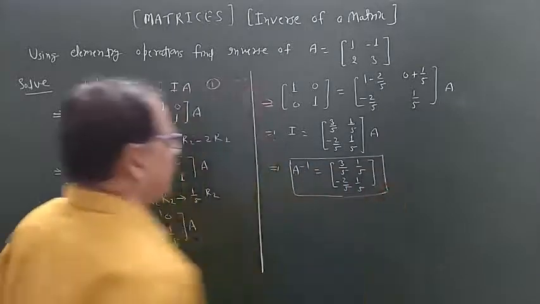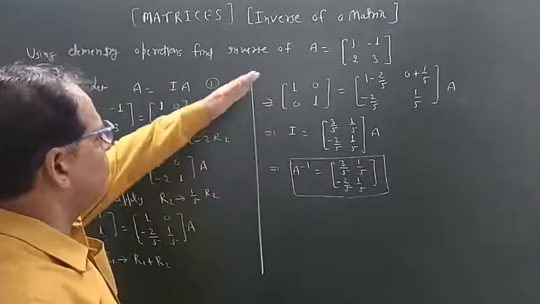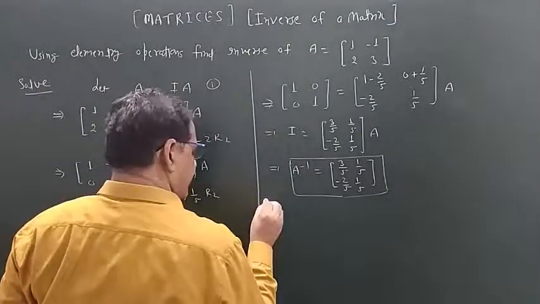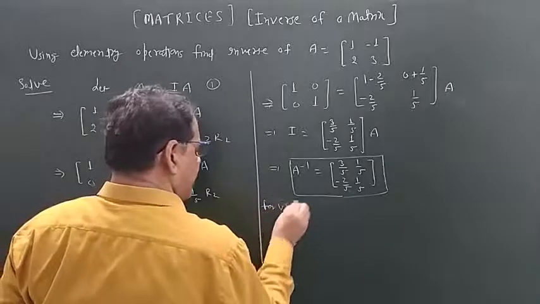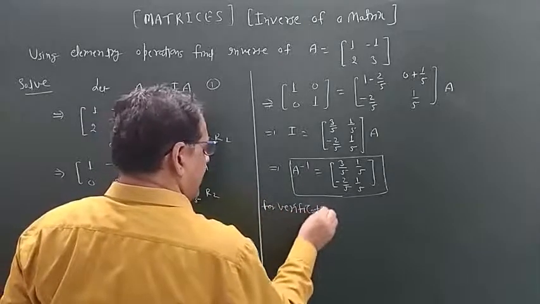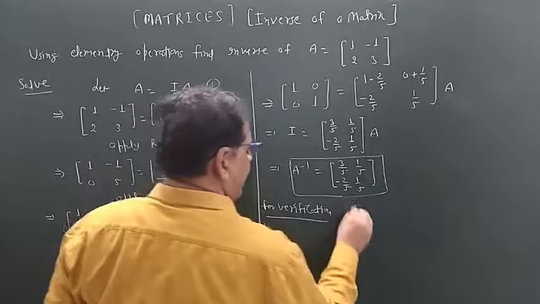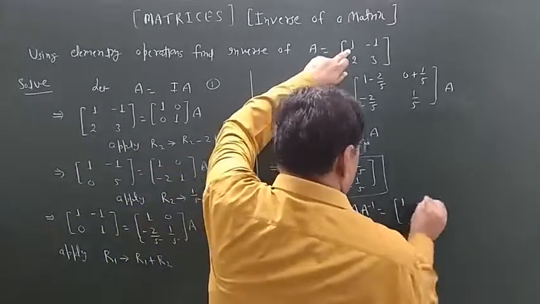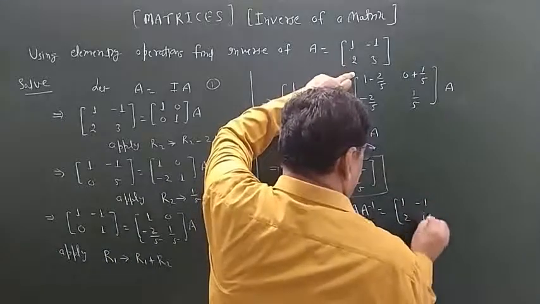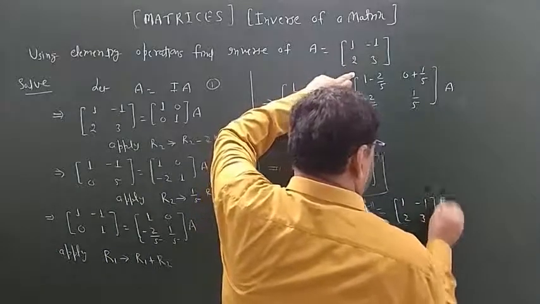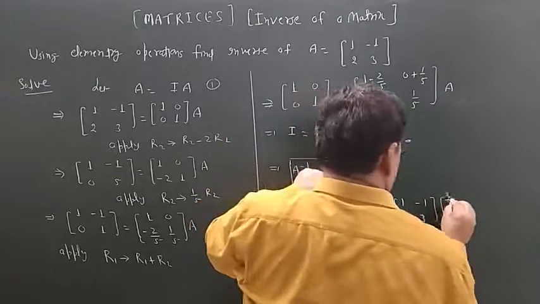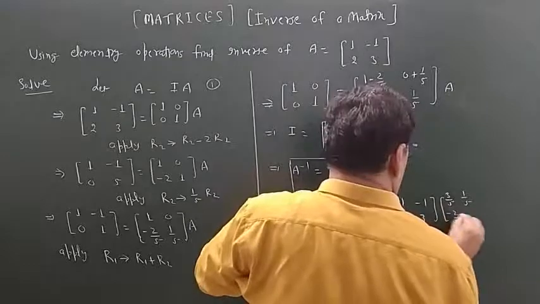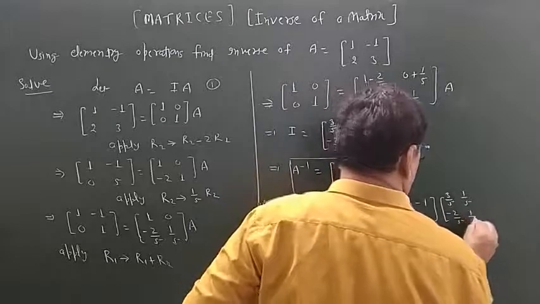Suppose that we are not confirmed about the answer. So for verification, it is not a necessary part of the question. For verification, in rough part, you can take A into A inverse equal to 1 minus 1, 2, 3, times 3 upon 5, 1 upon 5, minus 2 upon 5, 1 upon 5.